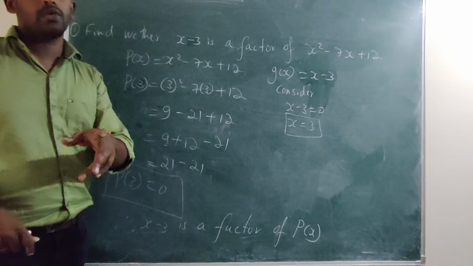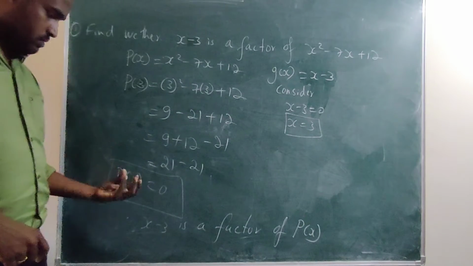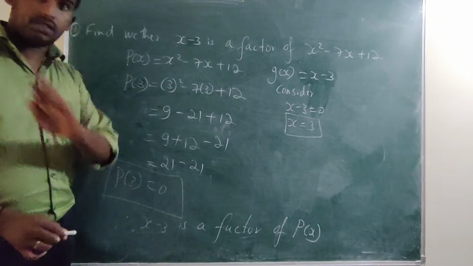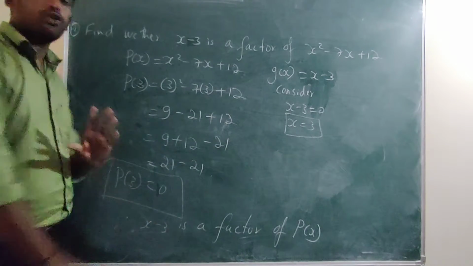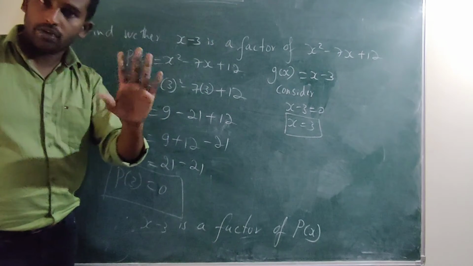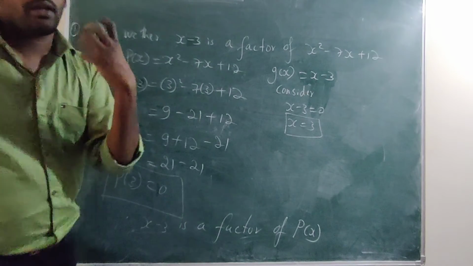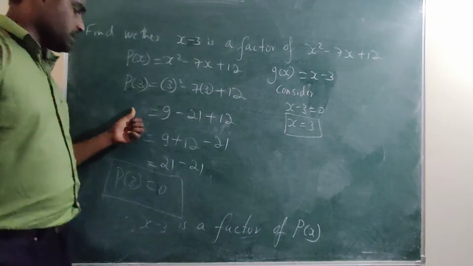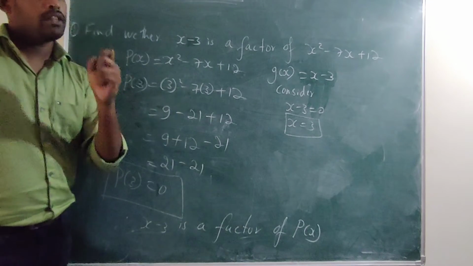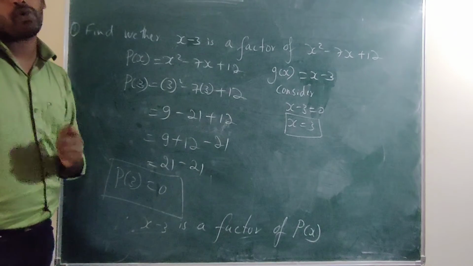Remainder, it should be 0, students. Then only we can write it is a factor. Remainder, for example, some constant number, 10. 10 means it is not a factor. 0 means it is a factor. Plus 1, plus 2, plus 3, plus 10, it is not a factor. Minus 1, minus 2, minus 7, minus 8, it is not a factor. If it is equal to 0, then only we can say it is a factor of P of x. Clear, students? Therefore, the factor theorem statement is also very, very important.